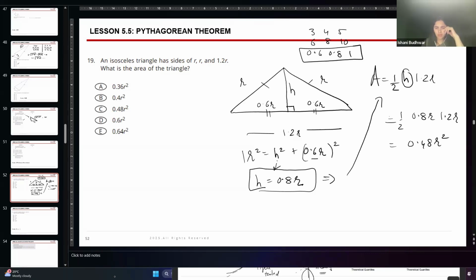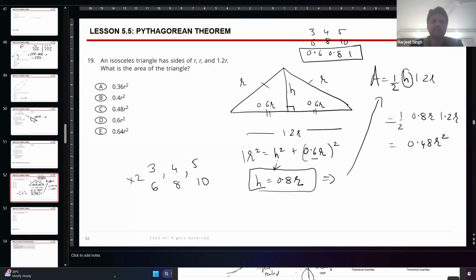Sorry, I have a question. How did you get h equals to 0.8 R? Okay, so 3, 4, 5 is a triplet, and hence multiplied by 2 is 6, 8, 10 is also a triplet. And if I divide by 10, even that will be a triplet. So 0.6, 0.8, and 1 is also a triplet. So if you see, we have 1 R, we have 0.6 R. So obviously h will be 0.8 R.